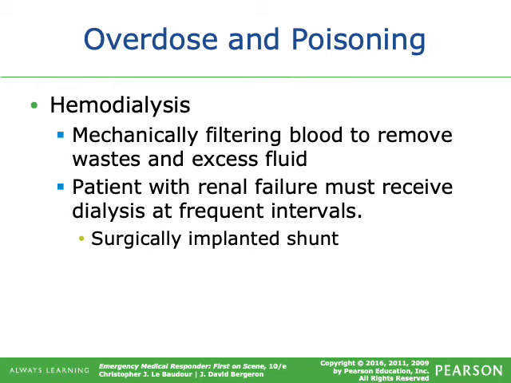Hemodialysis, this is going to be a mechanical filtering of the blood to remove waste and excess fluid. A patient with renal failure must receive dialysis at frequent intervals. This is done through a surgically implanted shunt. One thing to think about when you're dealing with somebody who receives dialysis, you want to avoid assessing the blood pressure in the arm with a surgically implanted access point. Just use the other arm.